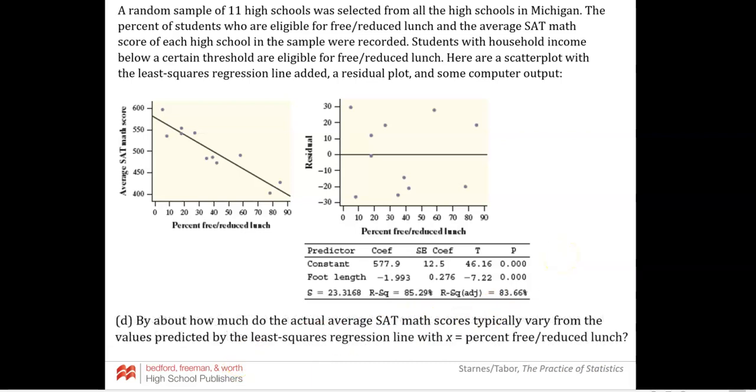By how much do the actual SAT math scores typically vary from the values predicted by the least squares regression line? That sounds exactly like the standard deviation of the residuals, which is that number, 23.3168. The units would be whatever the y-axis is, because this is talking about vertical, which is just test scores, so it's not really a percent or anything there.